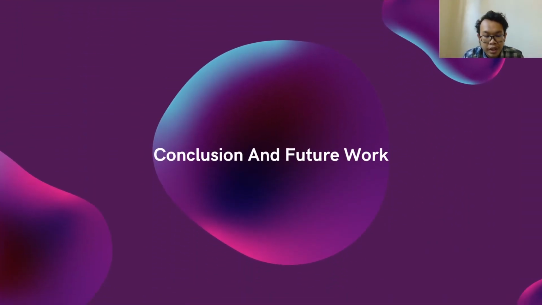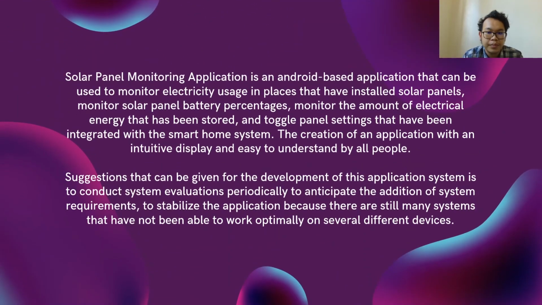And then the last one is the conclusion and future work. The solar panel monitoring application is an Android-based application that can be used to monitor electricity usage in places that have installed solar panels. It monitors the solar panel battery percentage, monitors the amount of electrical energy that has been stored, and toggles panel settings that have been integrated with the smart home system. It is an application with an intuitive display that is easy to understand by all people.